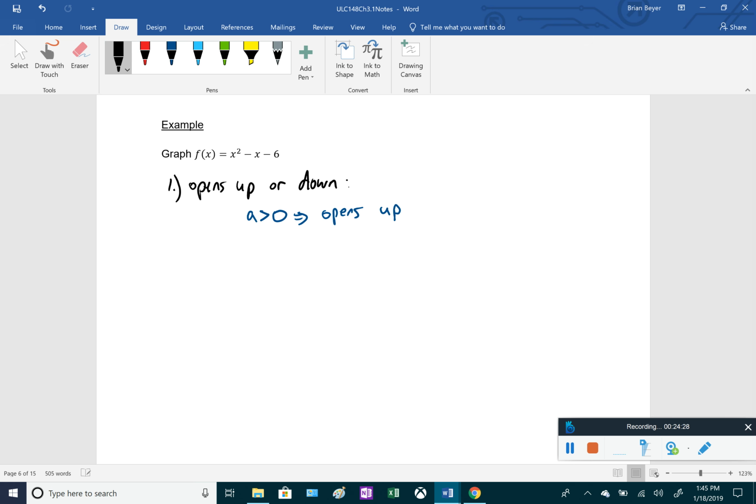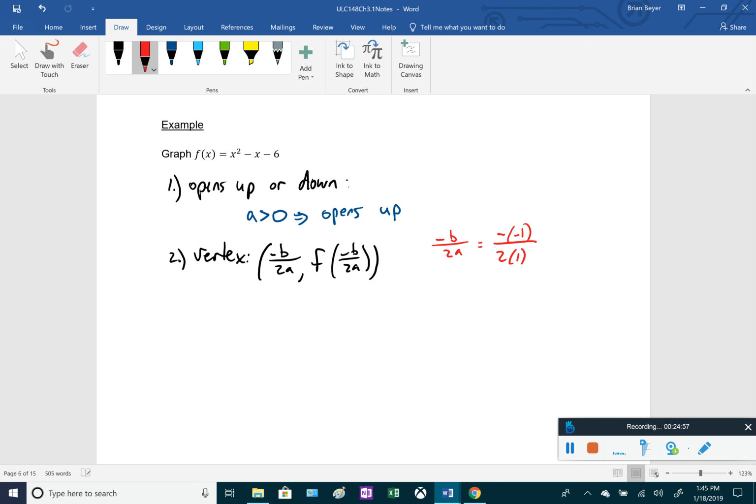Okay, and then next for the vertex, once again, it's going to be a little bit more work. It's not going to be awful. The vertex is going to be negative b over 2a, comma, the function evaluated at whatever that is. I'll do this as side work. Negative b over 2a is going to be, so our b is negative 1, so negative 1 over 2 times a, which is 1. So this is going to give us 1 over 2, so 1/2. That's the x coordinate.